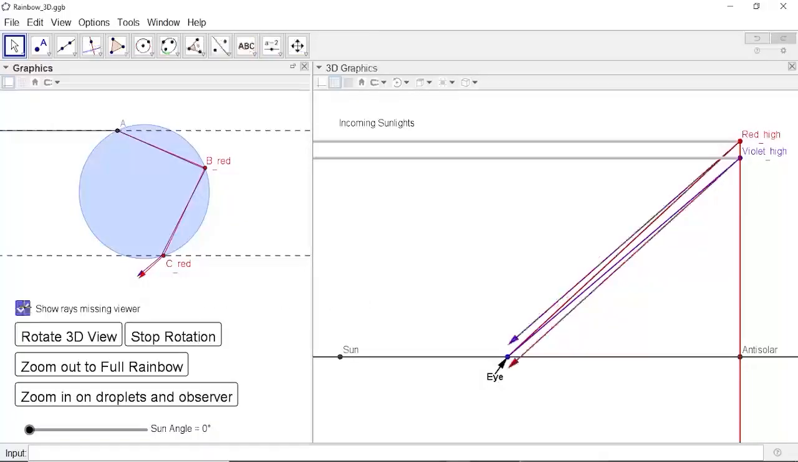How about ticking this checkbox? We now show the ray which is invisible a moment ago. It is no longer a mystery. We confirm that the violet ray is also coming from this higher drop. It just ends up too high to reach your eye. Only the red ray is exactly reaching your eye, neither too high nor too low.